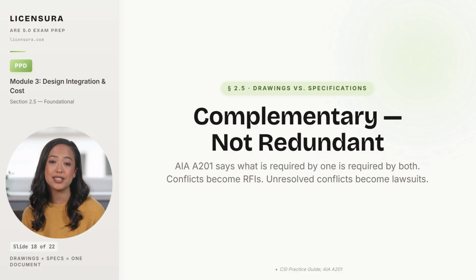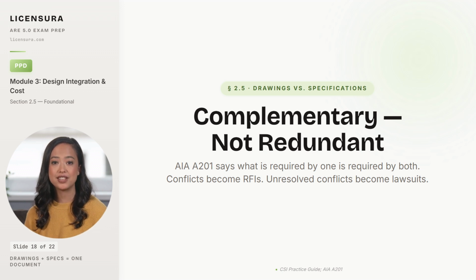AIA A201, Section 1.2.1, states explicitly that what is required by one is required by both, which means if the door schedule shows a fire-rated door, but the spec does not call out the rating, the contractor must still provide the rating, and vice versa.